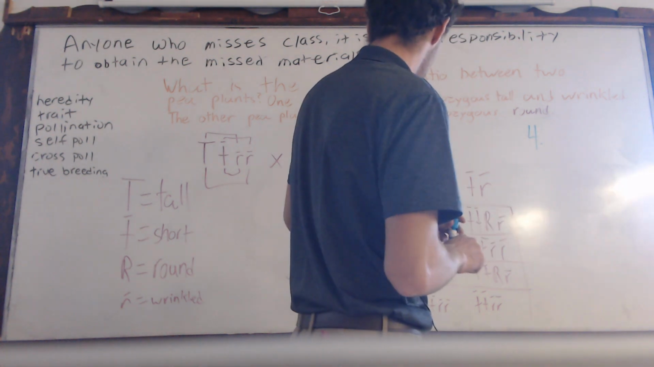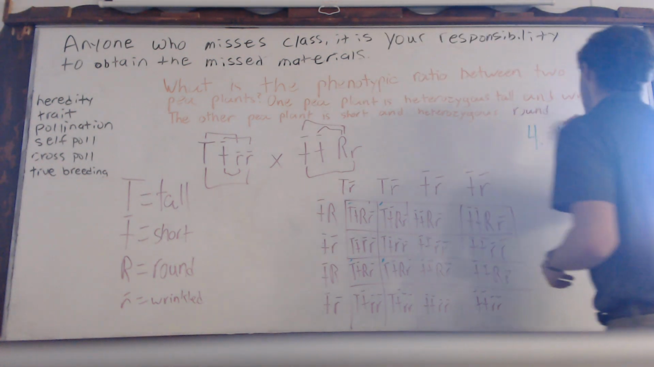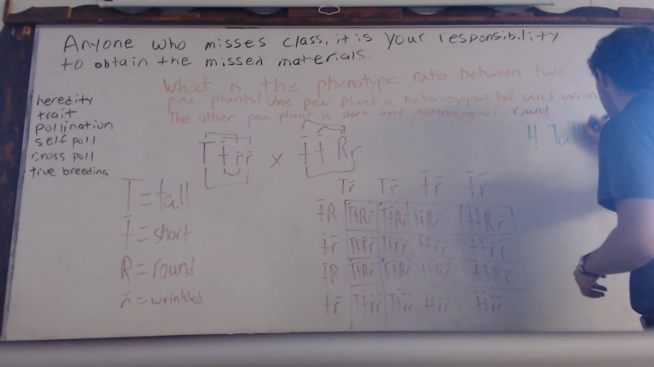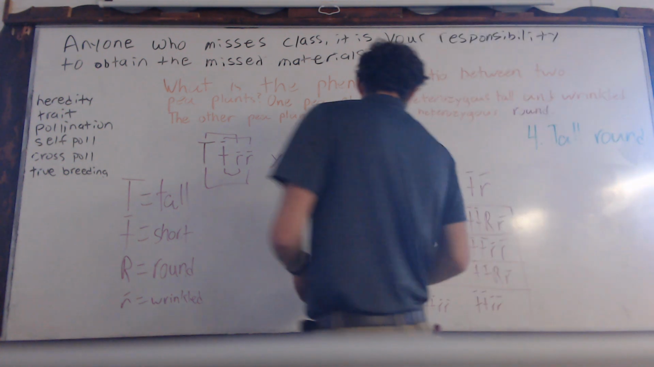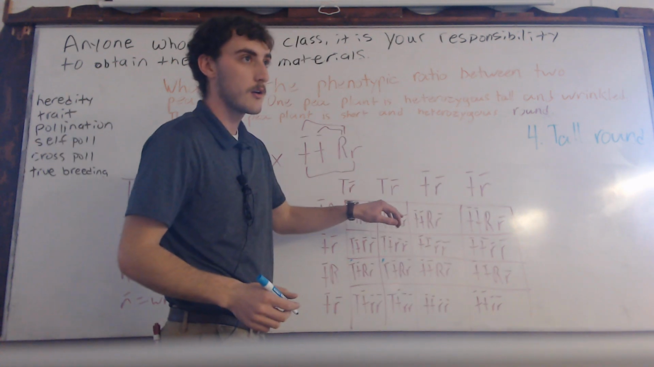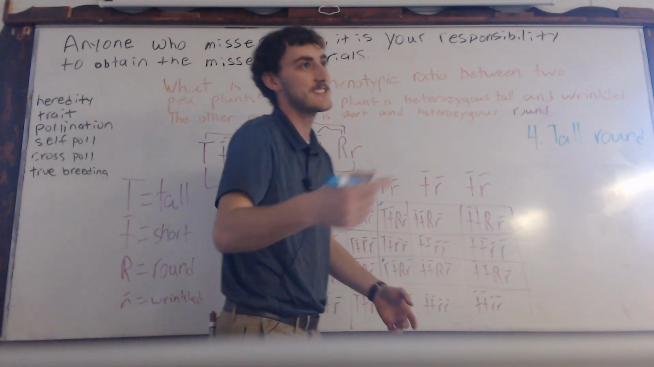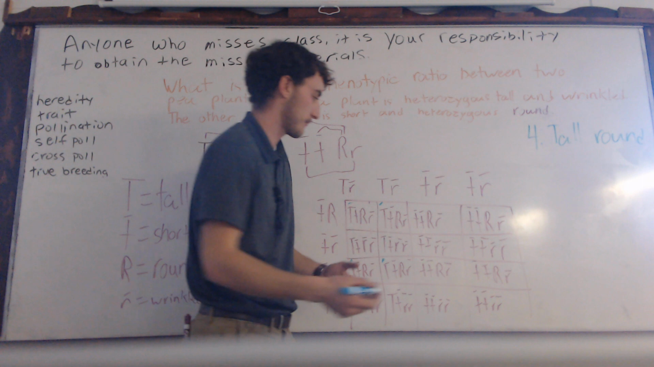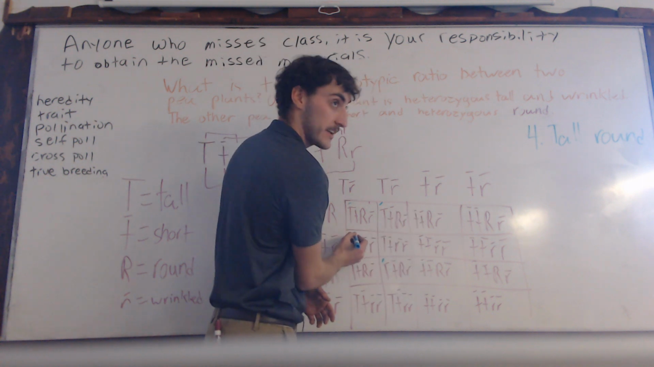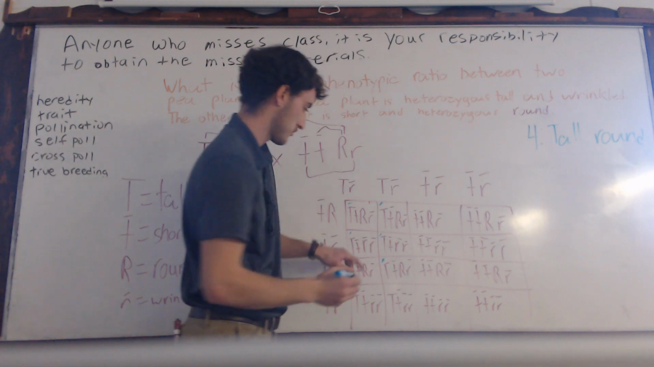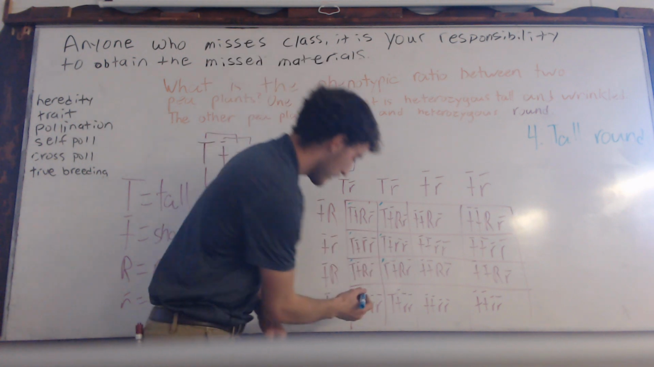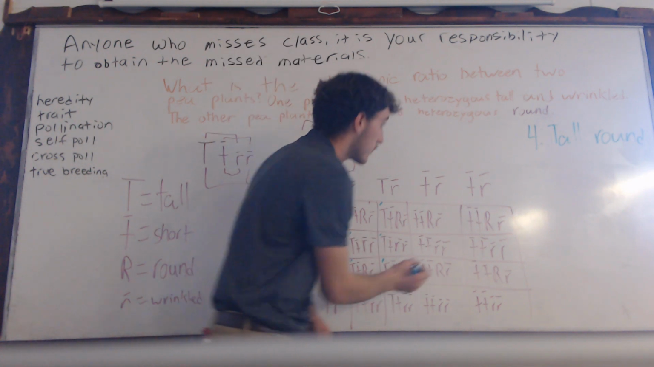So 4 tall and round, right? All right, this is so much less complicated than it seemed. Well, it's because it's the second time you've heard it. You want to go big T, little r's, so tall and wrinkled, and then the 2 on the bottom. Okay, perfect. That's all.